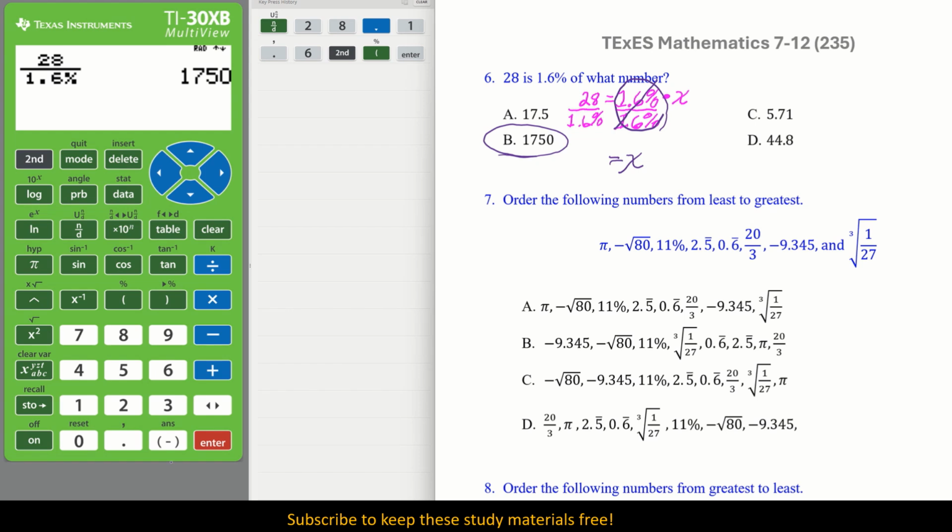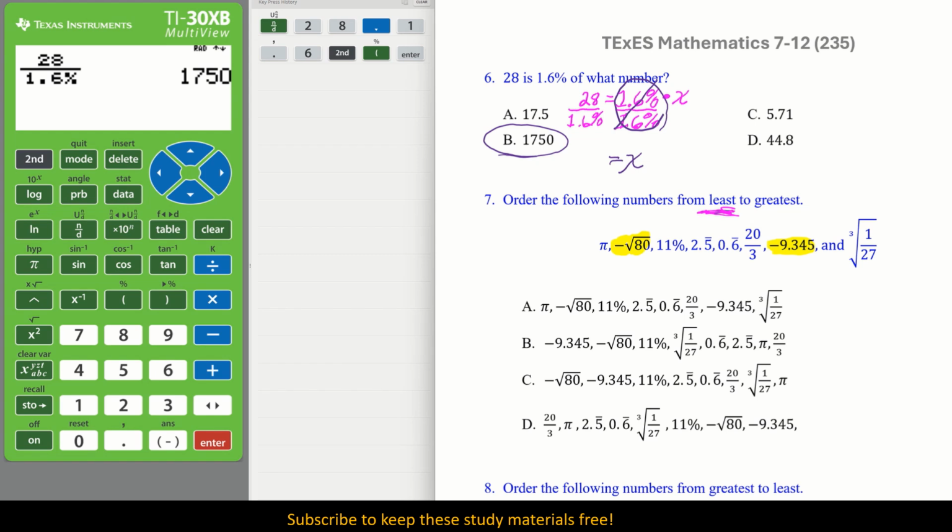Number 7, order the following numbers from least to greatest. Let's get the pink there. Okay, so we need to go with the smallest number. So actually, we need to start with the negative values first. Well, let me get our highlighter out so we can highlight them and see them. Okay, so we know we need those first.